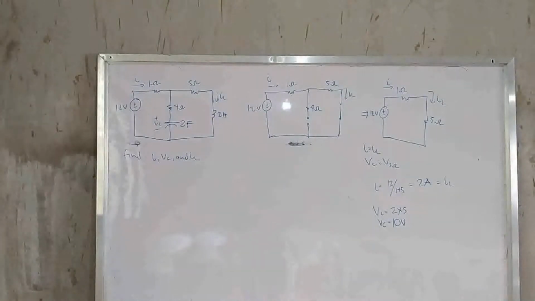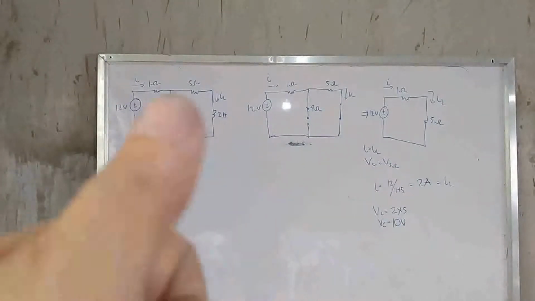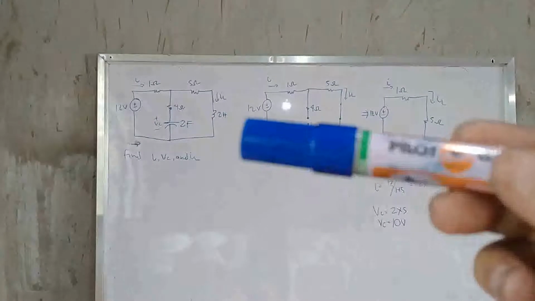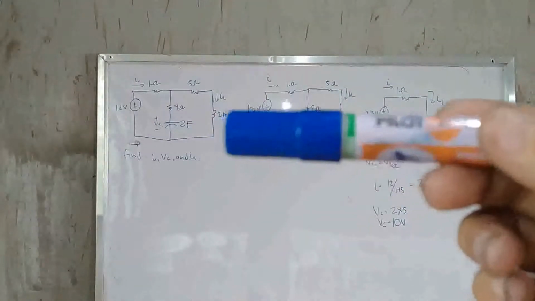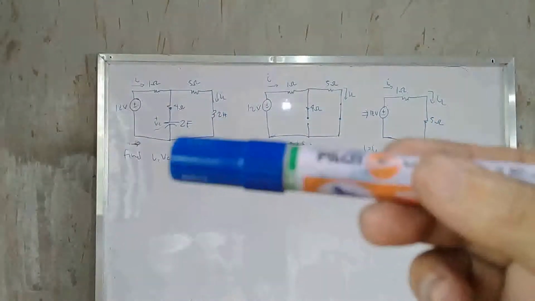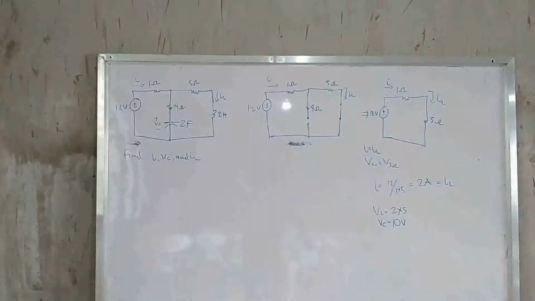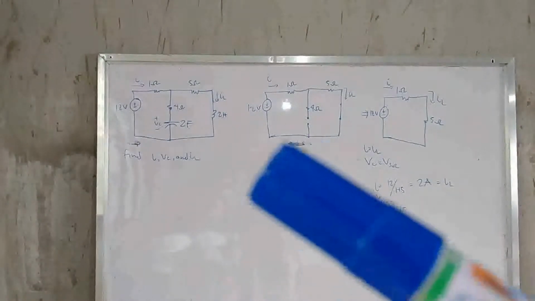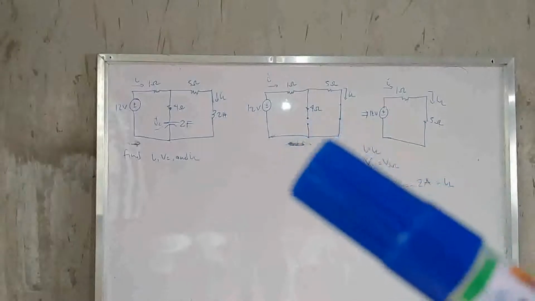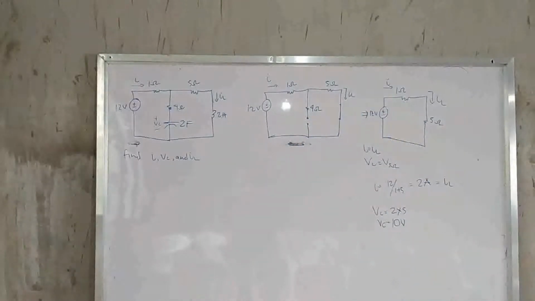So we have that one. In this case, you are asked to solve for the current flowing in the 1 ohm, the current flowing in the 2 Henry inductor, and the voltage across the 2 farad capacitor. Now, as stated earlier, if a certain circuitry is supplied by a DC source, our capacitor is an open circuit and our inductor is a short circuit.